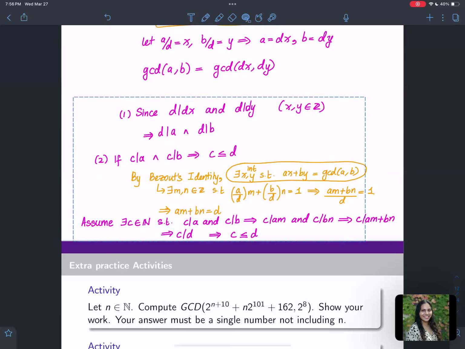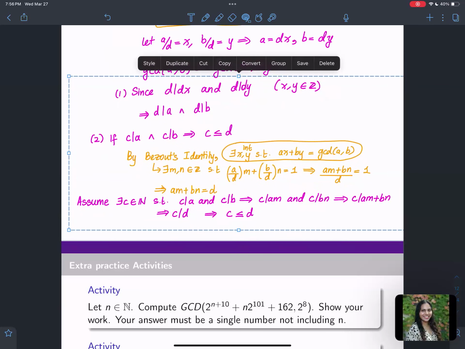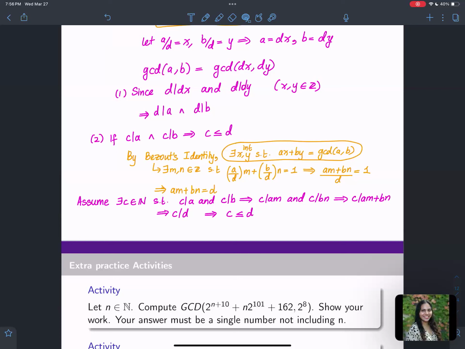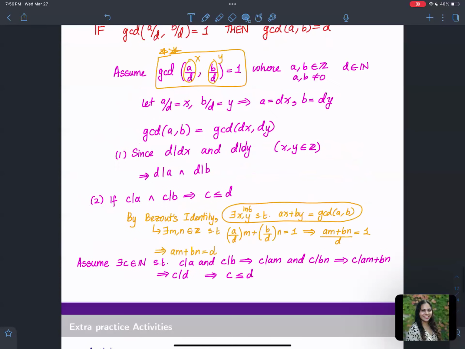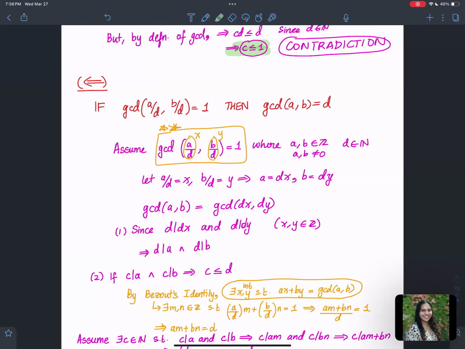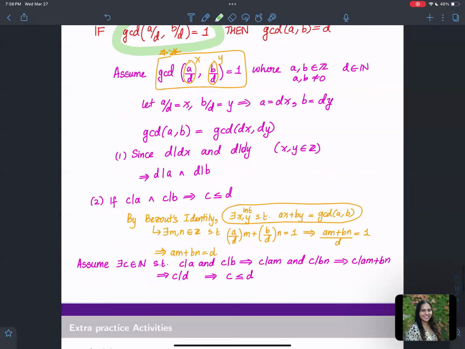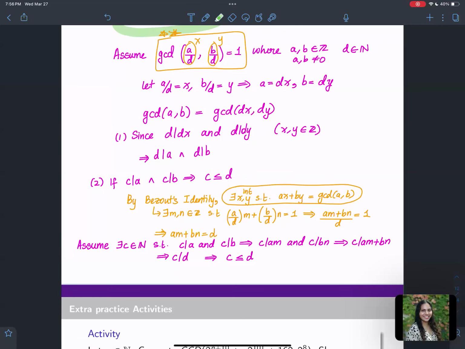Any doubt in that? I know the second one can get a bit tricky. Does this make sense? Again, you use Bezout's identity on A over D and B over D, whose GCD is 1, and then you take D as a common factor and write AM plus BN equals D. Now, if C divides A and C divides B, C divides AM and C divides BN. So C divides their sum, which is D. If C divides D, then C has to be less than or equal to D.